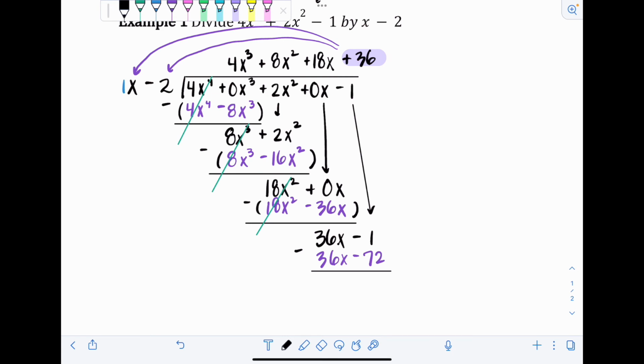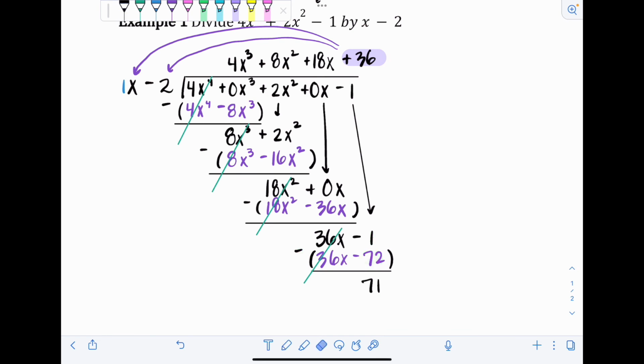And notice how every single time it's been 2 terms minus 2 terms, 2 terms minus 2 terms. That trend should always be true. You're always just subtracting the exact amount of terms that you should have down there. Okay, so 36x minus 36x, 0, cancels out again, as it should. And then this is a negative 1 minus negative 72. So it's like negative 1 plus 72, which is 71.